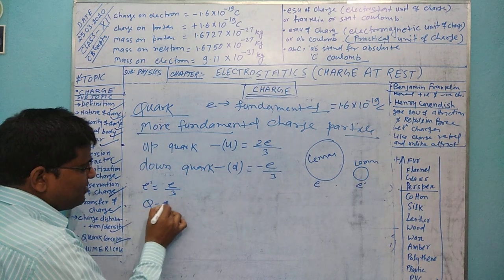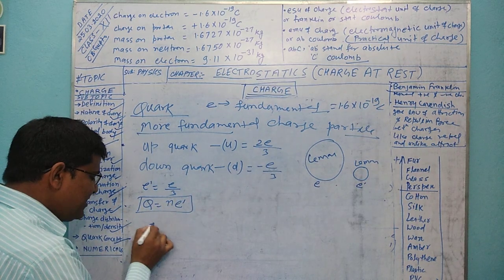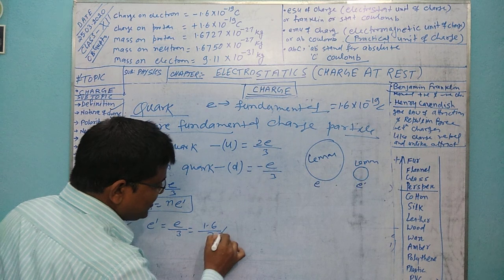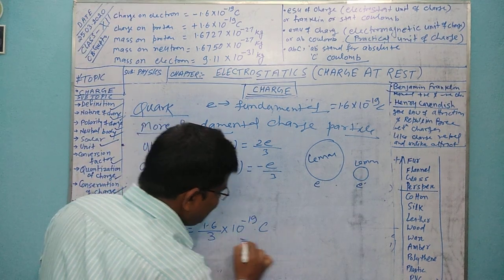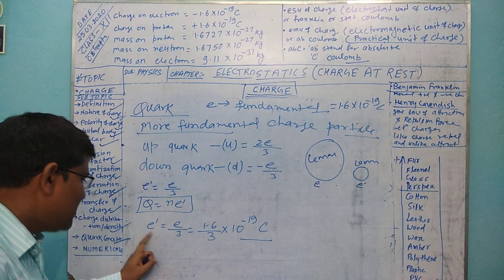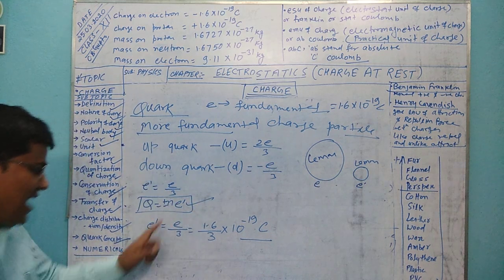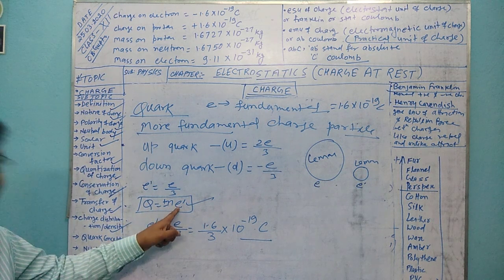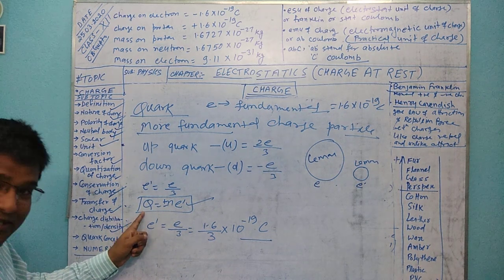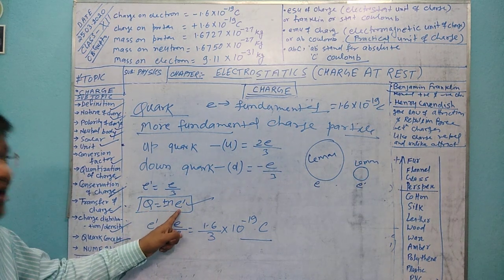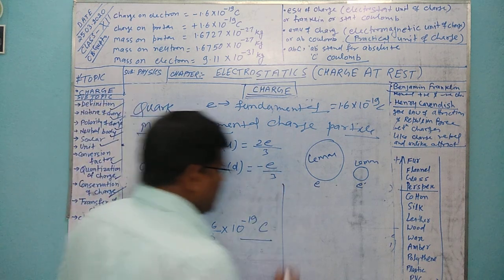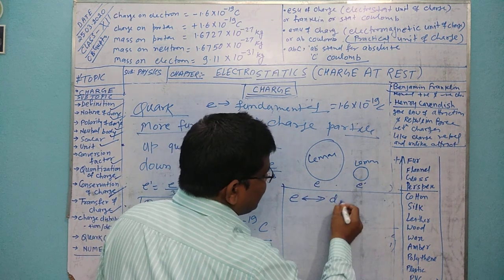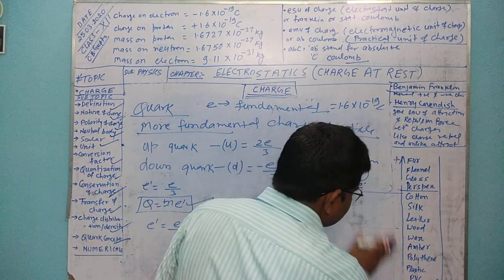Then the quantization formula becomes E dash. And what is E dash? E by 3. E by 3 is 1.6 by 3 into 10 to the power minus 19 coulomb. It becomes also quantized, this one. And now the amount of charge is an integral multiple of E dash. Quantized. Q, the amount of charge, is an integral multiple of E dash. Don't worry. Okay.